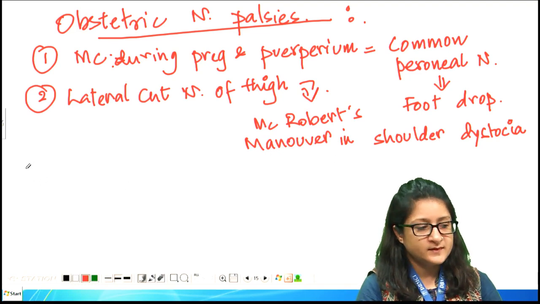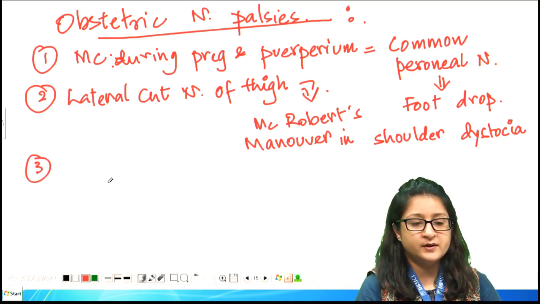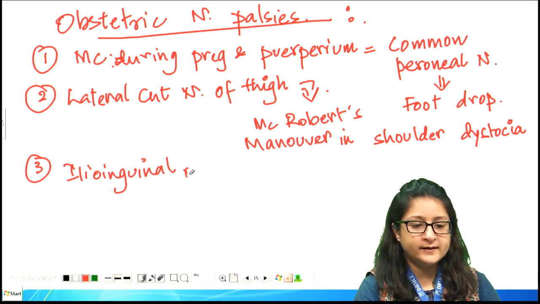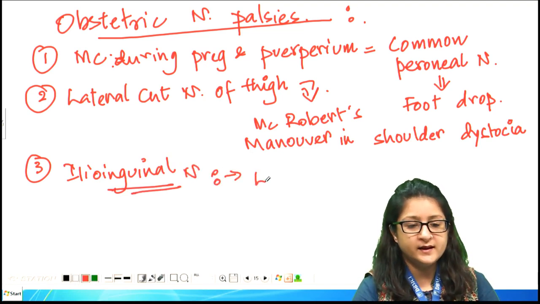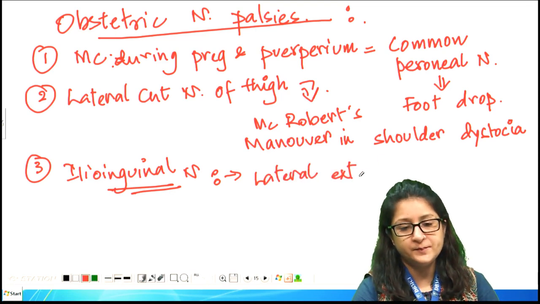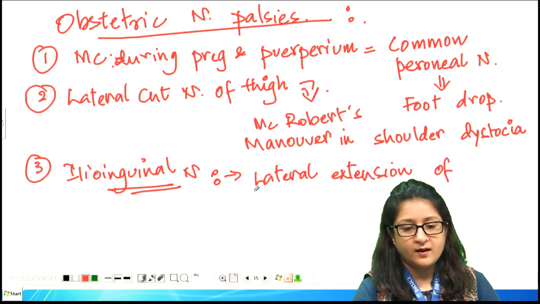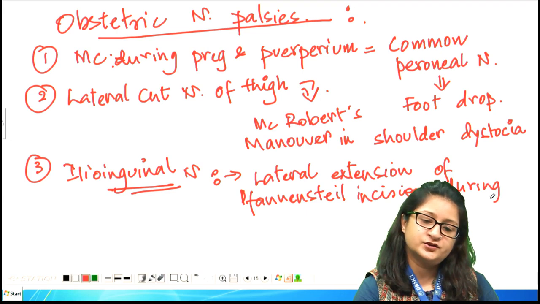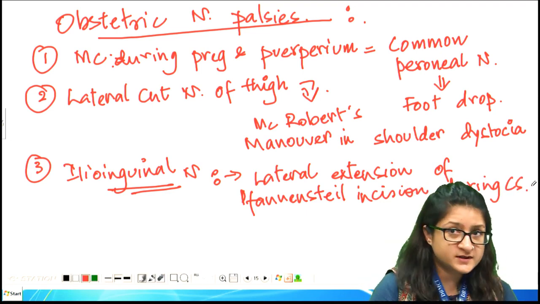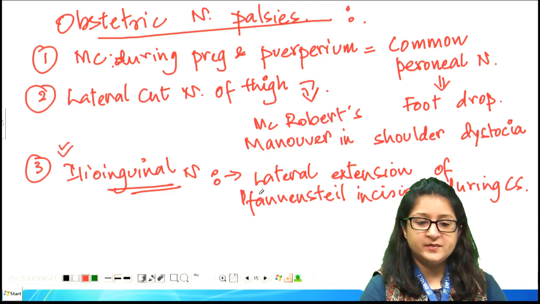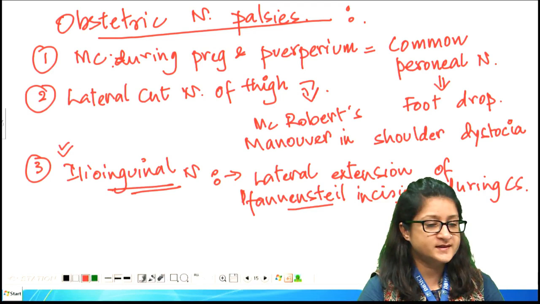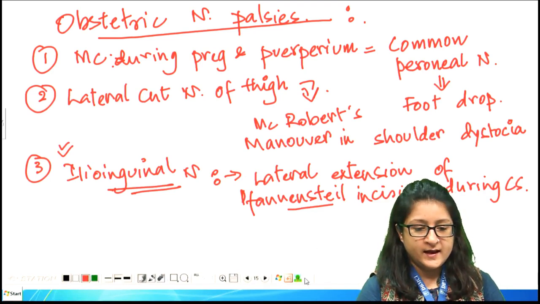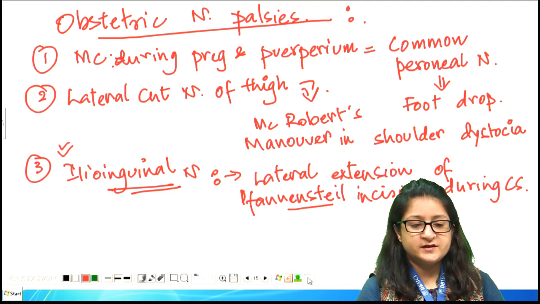All right, then the third that you should remember is the ilioinguinal nerve. The ilioinguinal nerve can sometimes be damaged in the lateral extension of the Pfannenstiel incision. Lateral extension of Pfannenstiel incision during cesarean section. Okay, so sometimes this ilioinguinal nerve can also be damaged by the lateral extension of Pfannenstiel incision during cesarean section. This is about the obstetric nerve palsies.